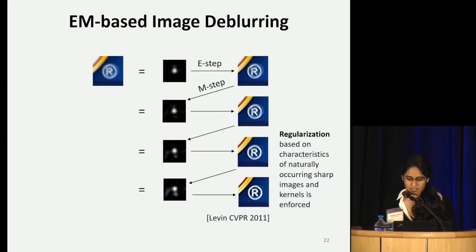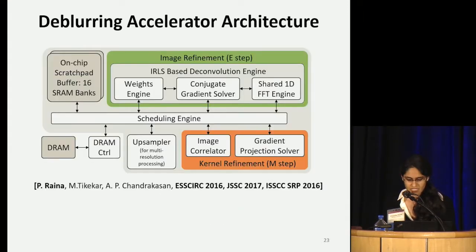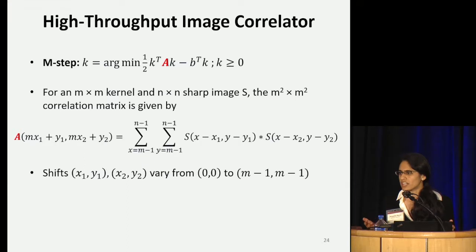When you design a hardware architecture for this, you basically have to design modules that can solve the different math problems that exist in these different portions of the algorithm. There's a whole bunch of blocks that you design, but I can't go through all of them. So let's focus on the computations that happen in one of the blocks. For example, let's look at the M step for now. In the M step, you have a candidate sharp image, and you're using it to refine your kernel estimate. If you work through the math, it boils down to solving some sort of quadratic programs.